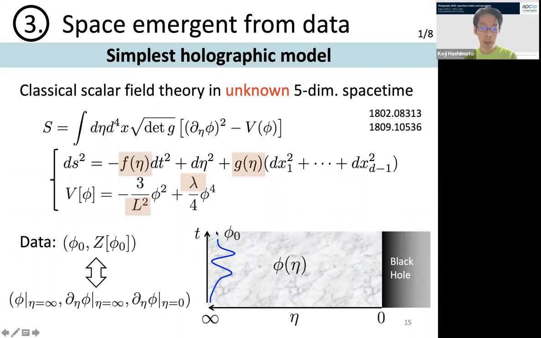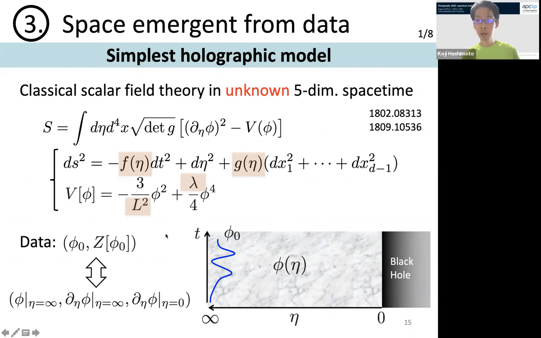And from that, you can actually extract the CFT data. For example, the data comes from phi 0, which is the boundary value of this phi, and also the partition function of this scalar field in the bulk. And this is the data of CFT. So the question is, for given data, can you actually find backwards these red shaded parameters?